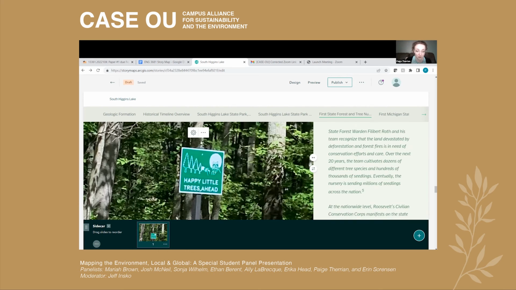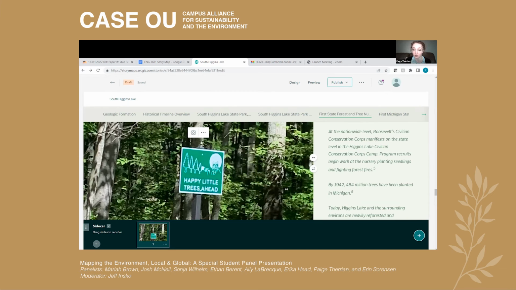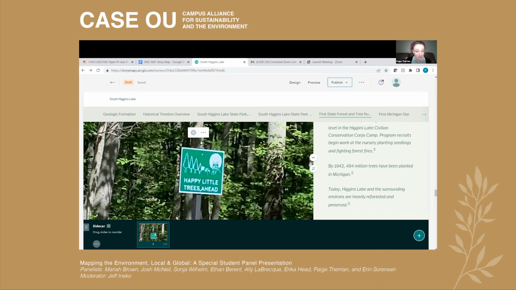So at the nationwide level, Roosevelt's Civilian Conservation Corps, I believe of 1933, manifests on the state level in the Higgins Lake Civilian Conservation Corps camp. So program recruits begin work at the nursery planting seedlings and fighting forest fires. By 1942, 484 million trees have been replanted in Michigan, which is about double any other state. So today, Higgins Lake and the surrounding environs are heavily reforested and preserved. Happy little trees, indeed.